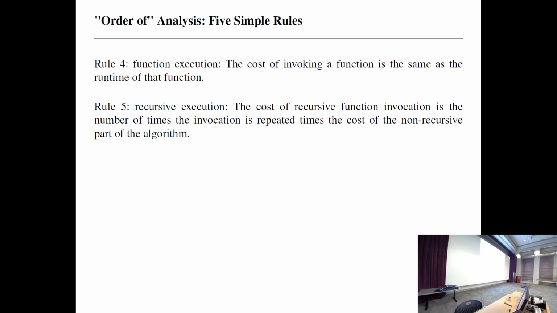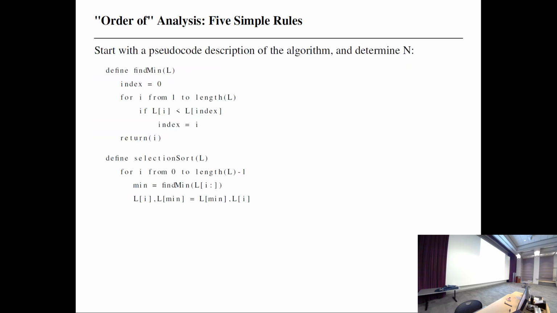And finally, rule 5, recursive execution. The cost of a recursive function invocation is the number of times that function is invoked times the cost of the non-recursive part of the function. This is complicated. You'll see it in an example, which will make it easier. So those are my 5 simple rules, and I'm sticking to it. It's not great, but this is a CS1 level understanding of order of analysis.